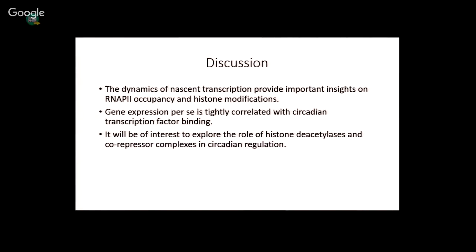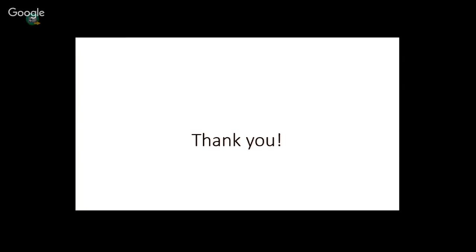And last but not least, we see a lot of histone modifications like methylation, trimethylation, or acetylation. But what we do not see is the situation with the deacetylases and some kind of co-repressor. We have seen P300 and CBP, this kind of co-activator, but we did not see the situation of the co-repressor. So it will be of interest to explore the role of the histone deacetylases and other co-repressor complexes in the circadian regulation. So here is our report, and thank you for listening.